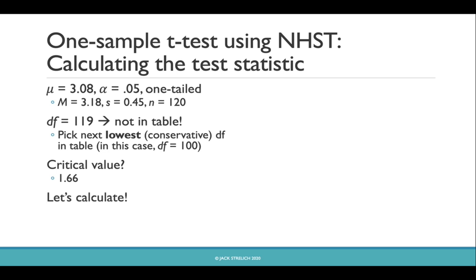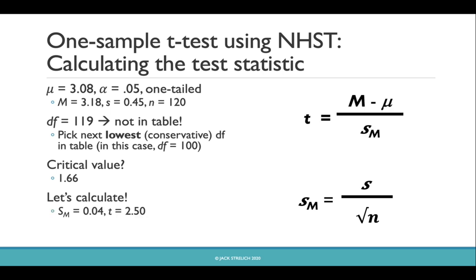Now we can go ahead and calculate our t-statistic. We'll begin by calculating standard error. Dividing our sample standard deviation, 0.45, by the square root of our sample size, 120, gives us a standard error of 0.04, and then dividing our mean difference, 3.18 minus 3.08, by that standard error gives us a t-score of 2.50. I've posted a stats class video that will walk you through this calculation in much more detail than I've just done here. I highly recommend that you check it out.